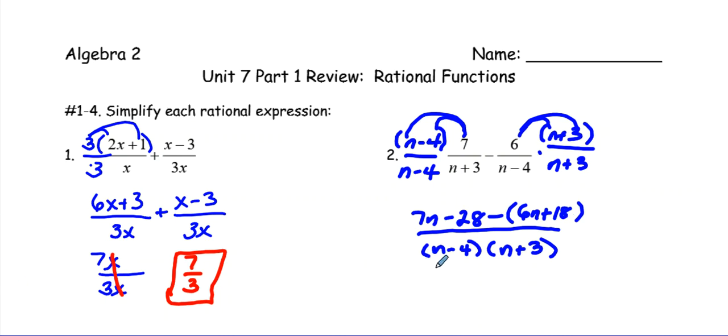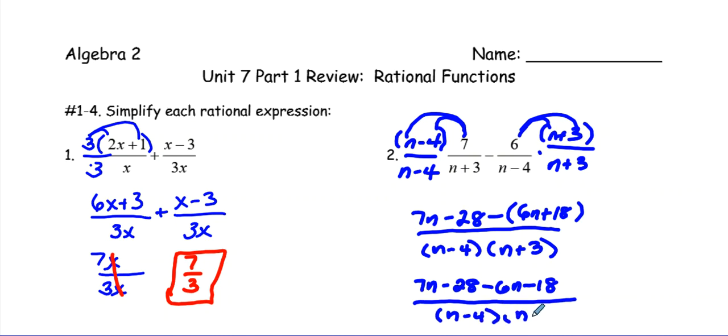Let's see what we have here. 7n minus 28. And then distribute the negative to each. So I have minus 6n and minus 18. And I still have my denominator, n minus 4 and n plus 3.